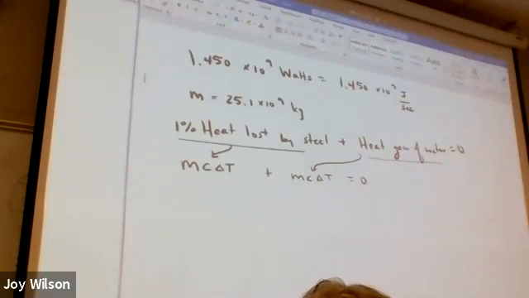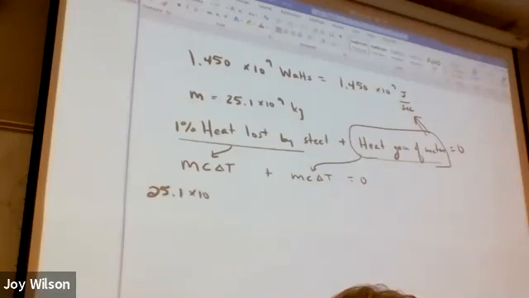But they don't tell me the mass of the water, right? Okay, so they're going to tell us this one, but they told it to us as a power rating. So here's what's going to happen. Mass of steel, 25.1 times 10 to the 9th. Specific heat of steel, what did we say that was? 386, 380, I don't remember.